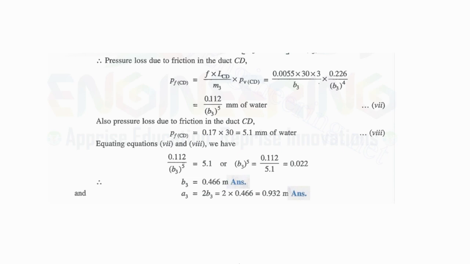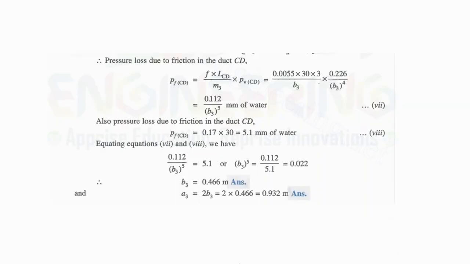Then we put the values into the pressure loss due to friction formula. PFCD is equal to F into L upon M multiplied by PV at CD. Putting the values, we get 0.112 upon B3 raised to 5 mm of water. Also, pressure loss due to friction in the duct CD is 0.17 into 30, where 30 is the length of section CD. The total pressure loss is 5.1 mm of water in the section CD. So equating the terms, PFCD is 5.1. Equating with 0.112 divided by B3 raised to 5, we get the B3 value as 0.466 meter and A3 as 0.932 meter.